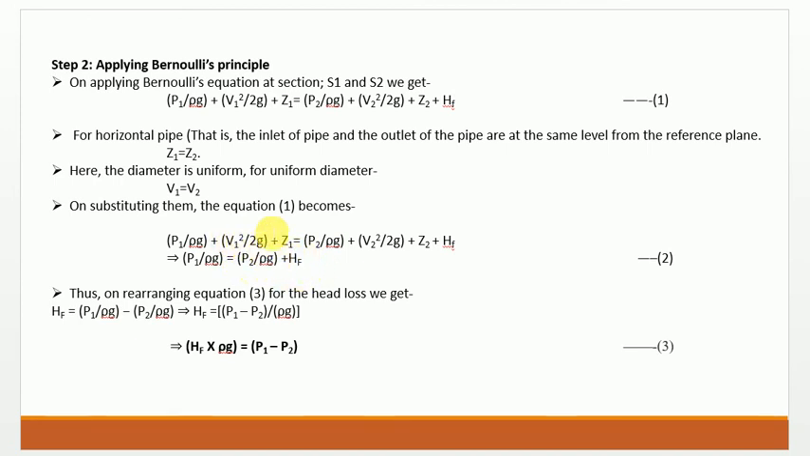So the V terms cancel out, and Z1 will be equal to Z2, so they cancel out. So P1 by rho g equals P2 by rho g plus HF. On rearranging this, HF will be equal to P1 minus P2 by rho g. So HF into rho g will be equal to the change in pressure energy or pressure head, P1 minus P2.